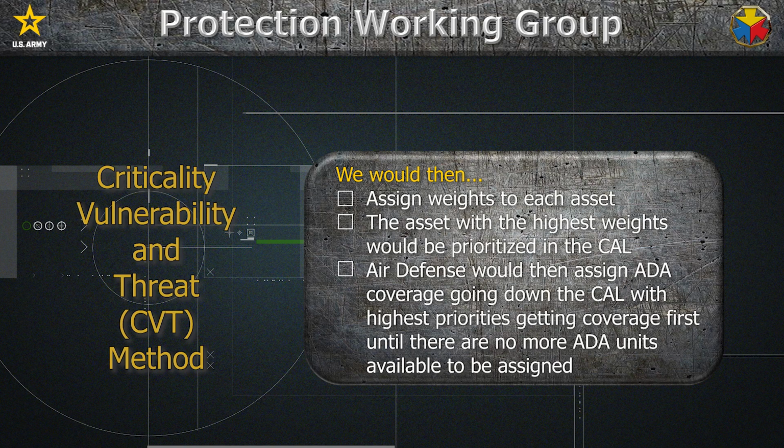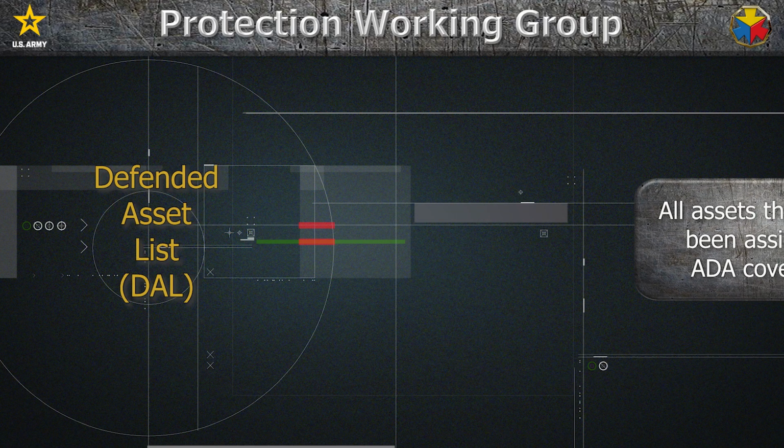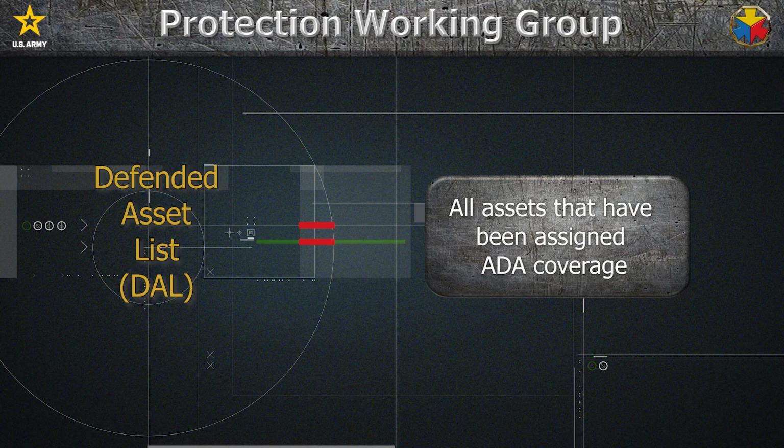Then, using criticality, vulnerability, and threat, or the CVT method, we would then assign weights to each asset. The assets with the highest weights would be prioritized in the CAL. Air Defense would then assign ADA coverage going down the CAL, with highest priorities getting coverage first until there are no more ADA assets available to be assigned. This list then becomes the Defended Asset List, or the DAL. The DAL is all assets that have been assigned ADA coverage.